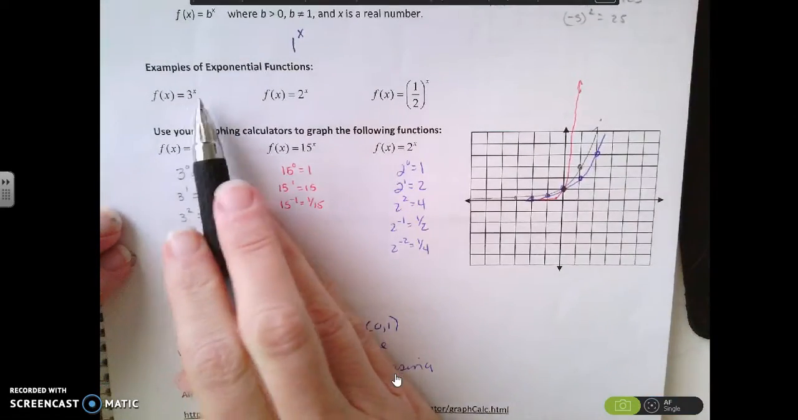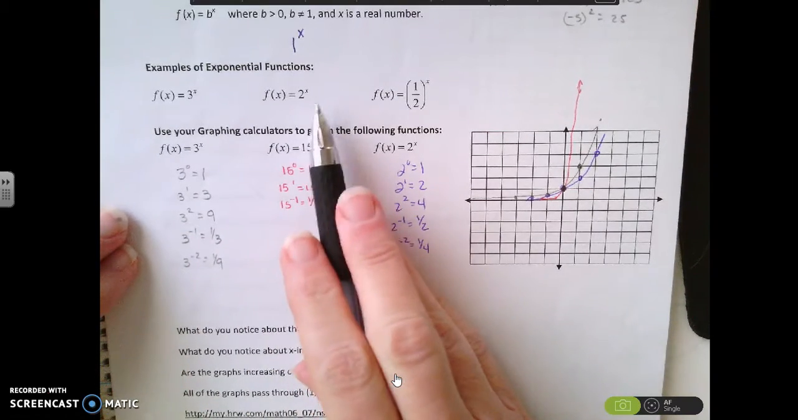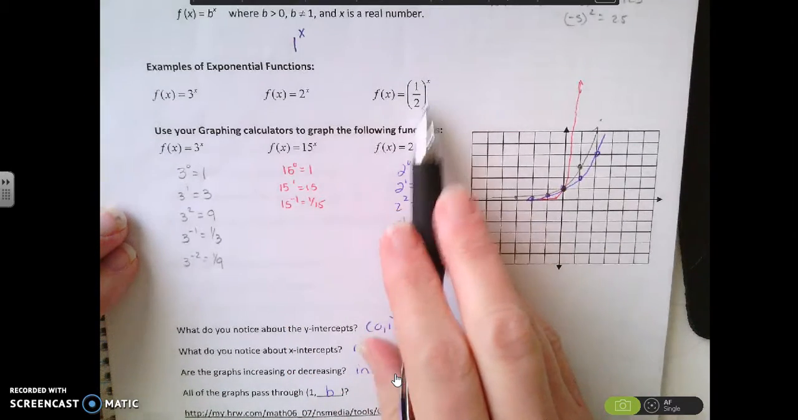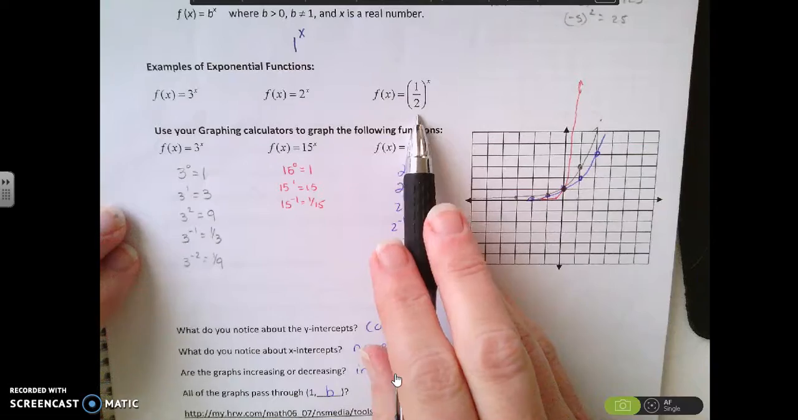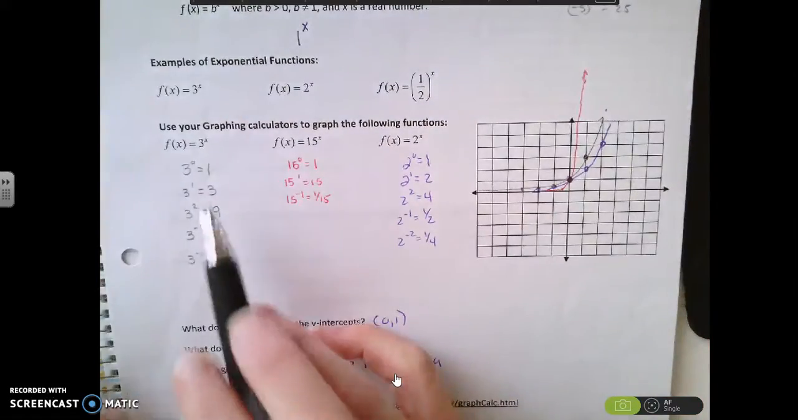So I have 3 raised to the x power. 3 is my base. 2 raised to the x power. 2 is my base. 1/2 raised to the x power. 1/2 is my base. So to graph these, I'm just going to pick some values for my graph.